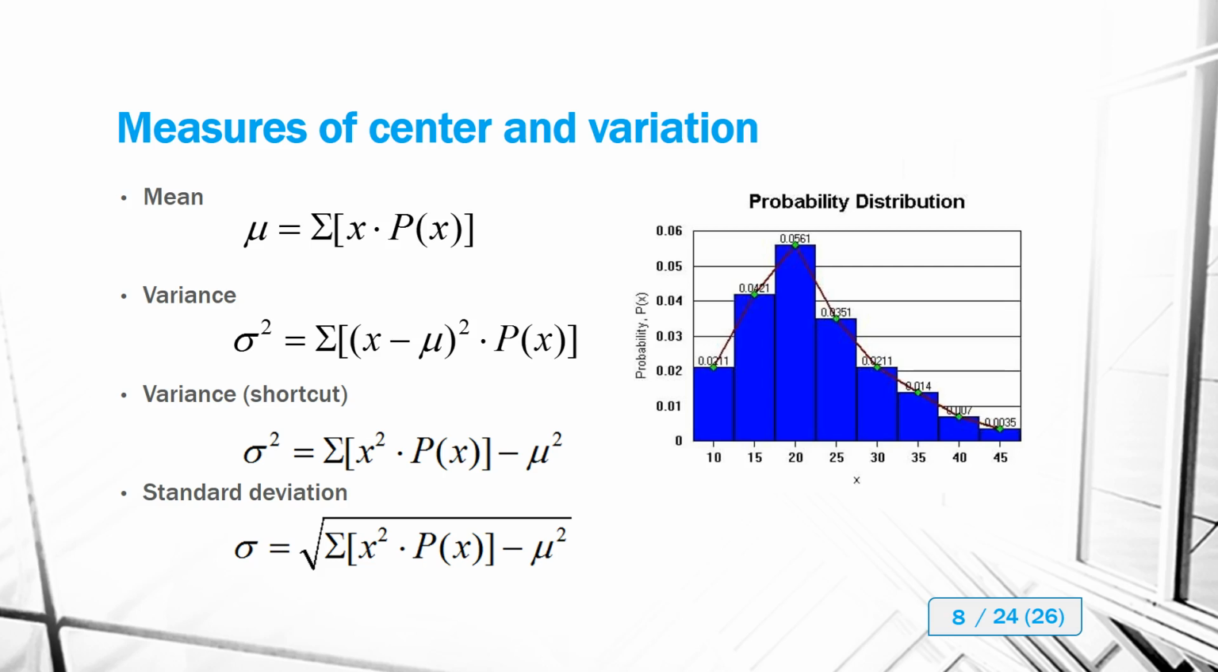Okay, the formulas for calculating these statistics you can see here on the screen. Notice that we're using population parameters and not sample statistics to calculate our measures of center and variation. This is very common in probability distributions because sometimes you do actually have a population that is being represented with your probability distribution. So we're going to use population parameters to calculate the measures of center and variation. It's very similar to what we've seen before.